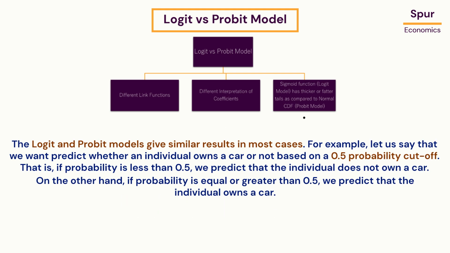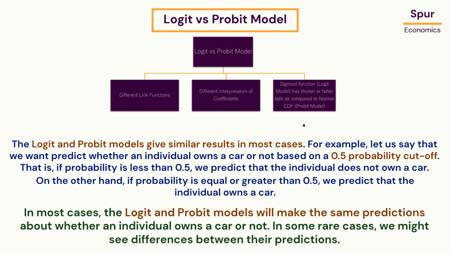The Logit and Probit models give similar results in most cases. For example, let us say that we want to predict whether an individual owns a car or not based on a 0.5 probability cutoff. That is, if probability is less than 0.5, we predict that the individual does not own a car. On the other hand, if probability is equal to or greater than 0.5, we predict that the individual owns a car. In most cases, the Logit and Probit models will make the same predictions about whether an individual owns a car or not. In some rare cases, we might see differences between their predictions.